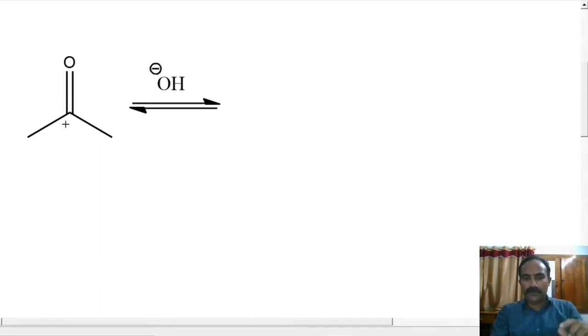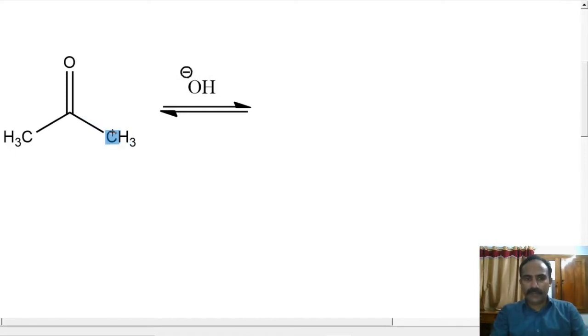Which proton? There are 6 protons in this ketone, and all the 6 protons are equivalent, and they are acidic to a certain extent. As you know, this is a CH3, and this one is also a CH3. So there are 6 protons. Let me write it as CH3 itself, and let me write one hydrogen separately like this. This is CH3. This OH minus will pick up this proton, or any other proton. In this case, all these hydrogens are equivalent.